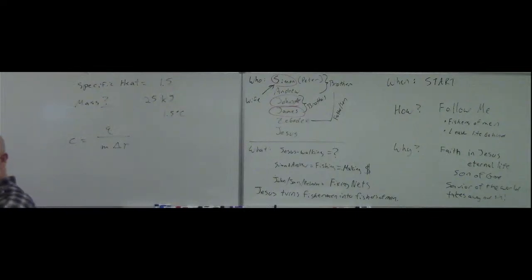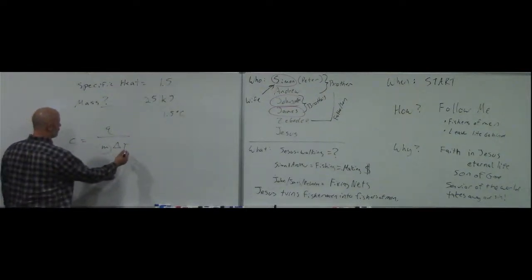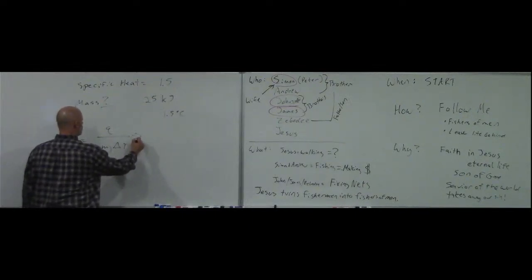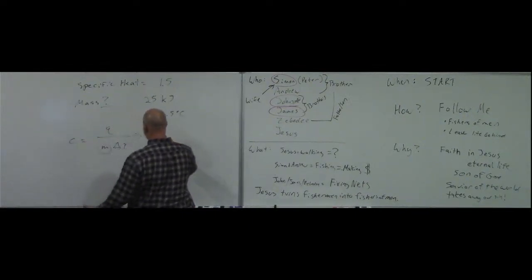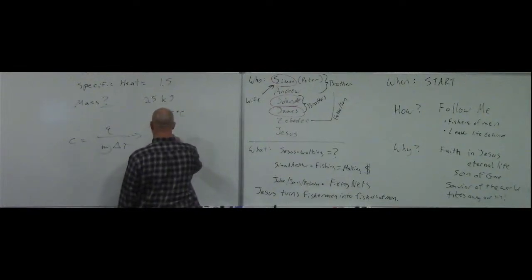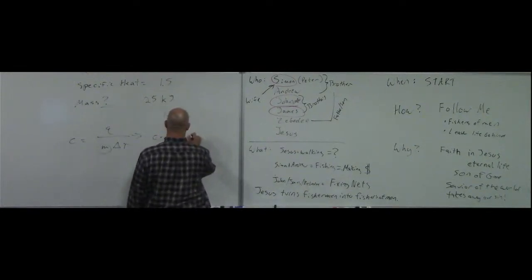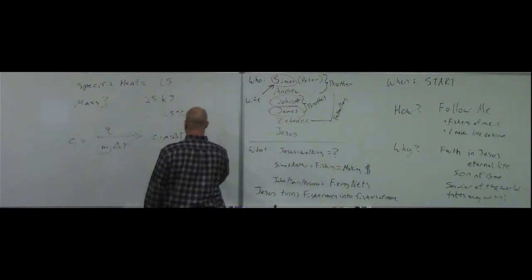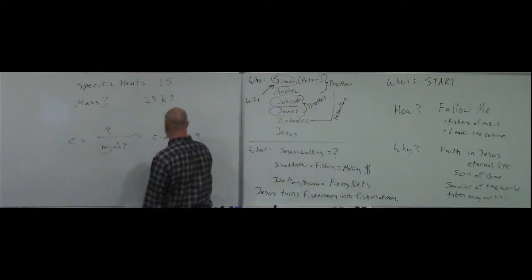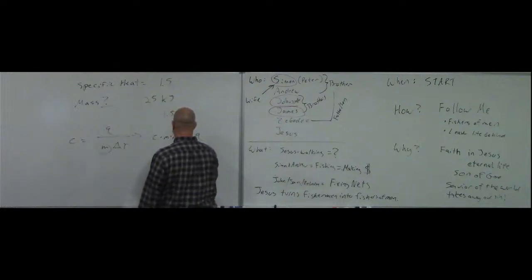Oh, yeah, I have it. Okay, all right. So I am trying to solve for mass, right? So I need to get that on the other side of the equation. Told you a second ago, my preference is to just go ahead and do this. If I run it down, I'm solving for mass, I want mass equals Q over C delta T.